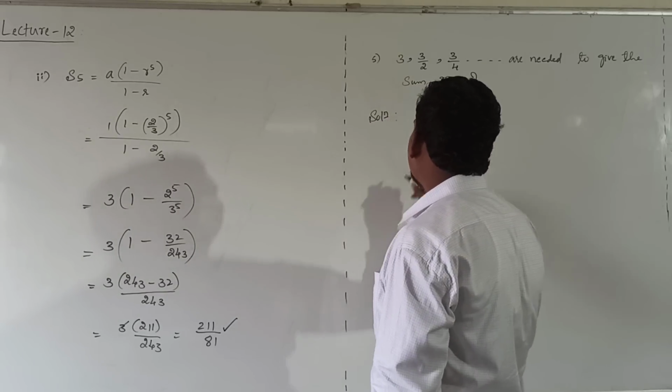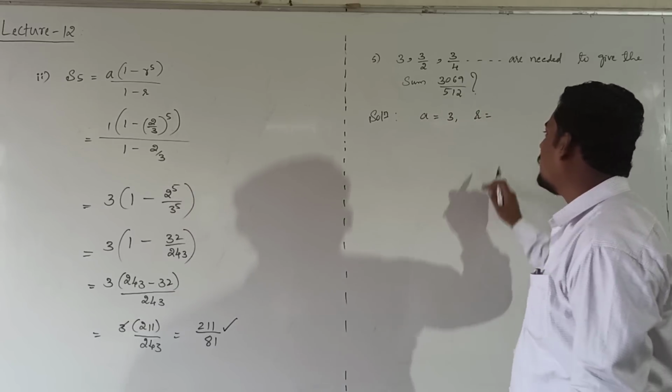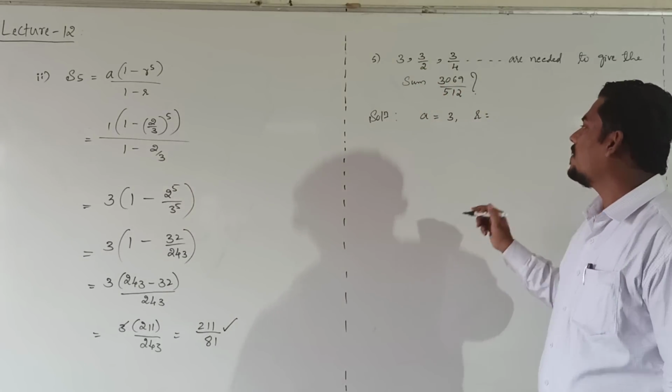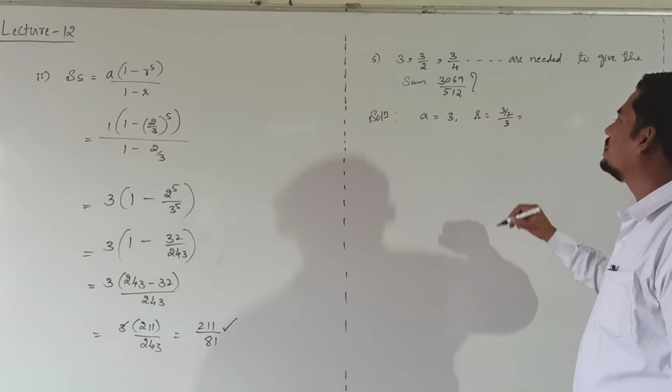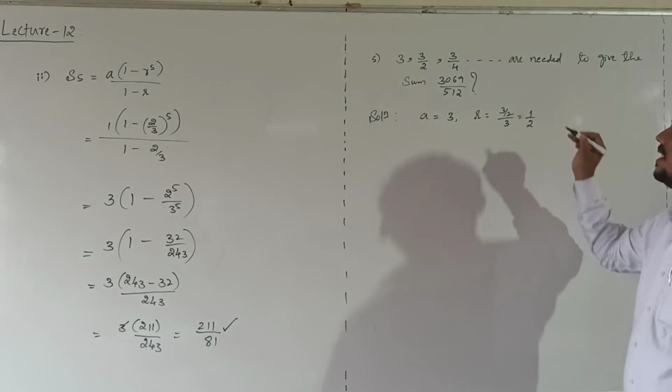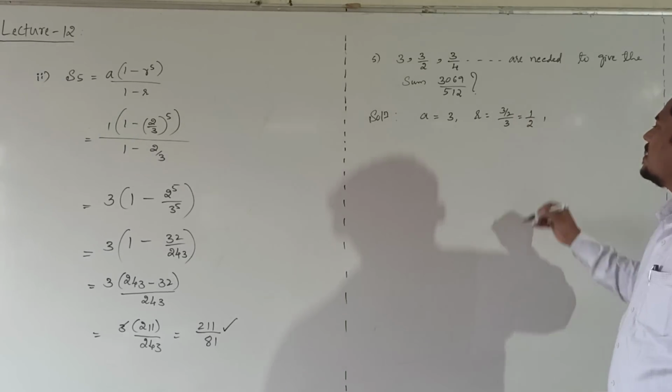Sum means use Sn formula. A equal to 3. Then what is common ratio R value? Term divided by its previous term. That is 3 by 2 divided by 3, that's equal to 1 by 2. Clearly it is less than 1. 1 by 2 is less than 1.